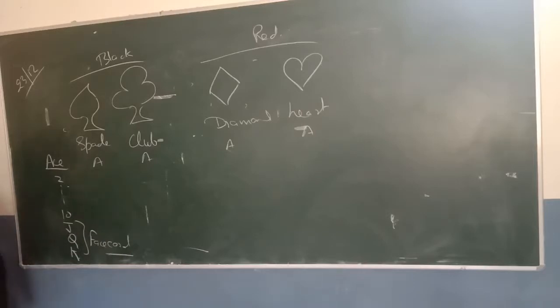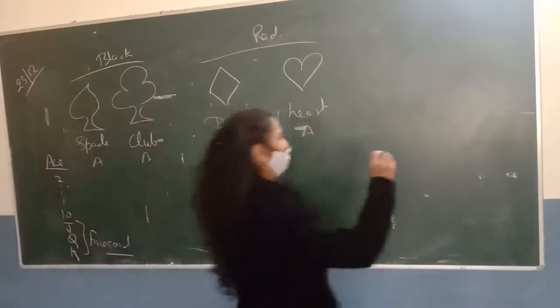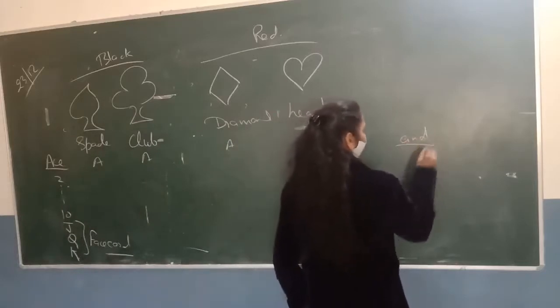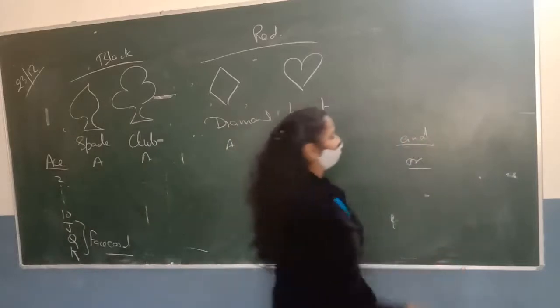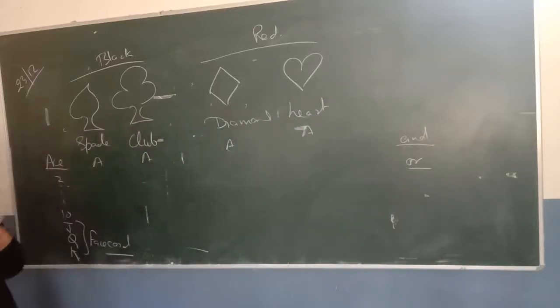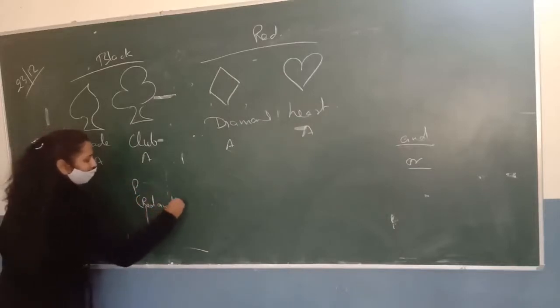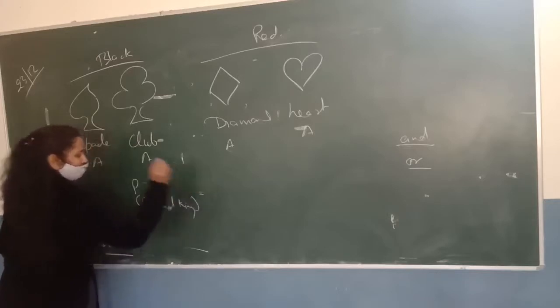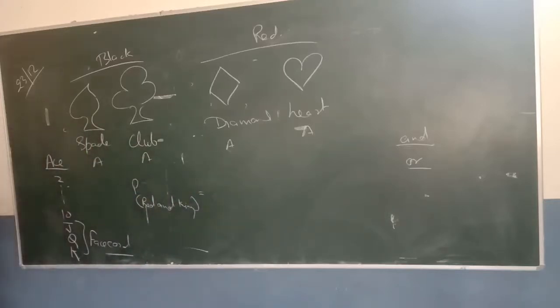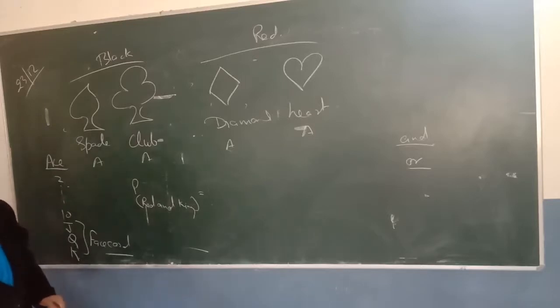Is it clear? So there are a few questions about the cards. First, you should know the meaning of 'and' and 'or' here. So I'm just going to ask some questions so that you will understand the difference between 'and' and 'or'. First of all, find the probability of getting a red and king. What is the probability of getting the red and king? Red and king, 2 by 52.